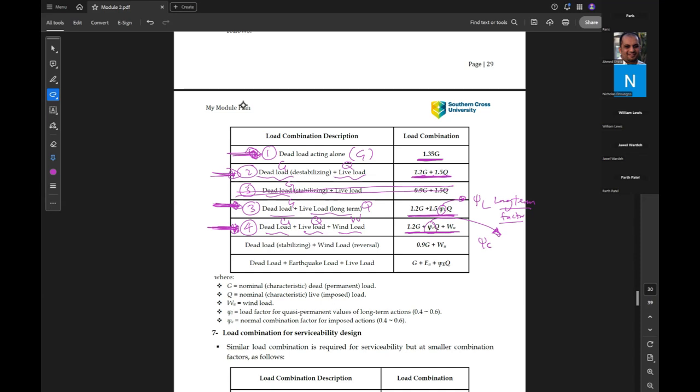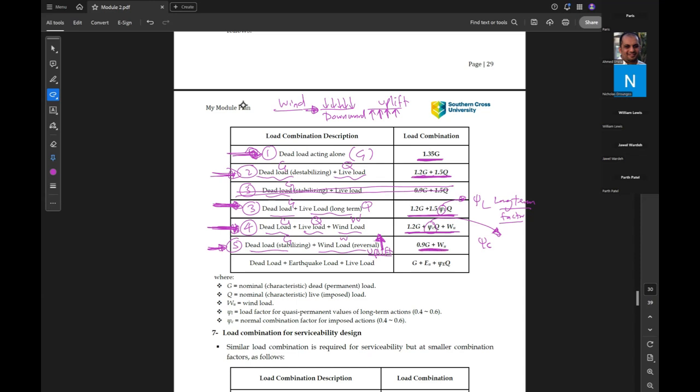Number 5. So this is the main five combination we need to know. Dead load G plus wind load W, but wind load reversal. Wind load reversal means wind uplift, because the wind can cause load like downward or uplift. So 2 cases for wind, downward and uplift or reversal. So when the wind is acting upward, we take only 0.9 G plus WU.